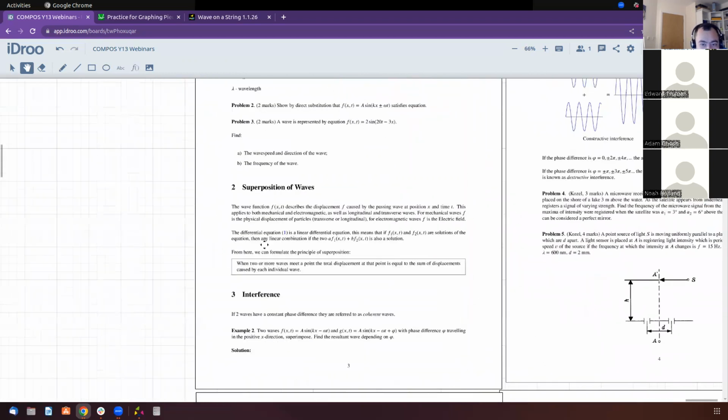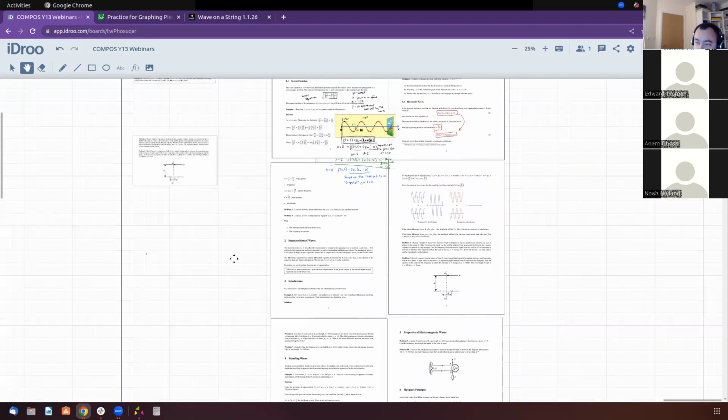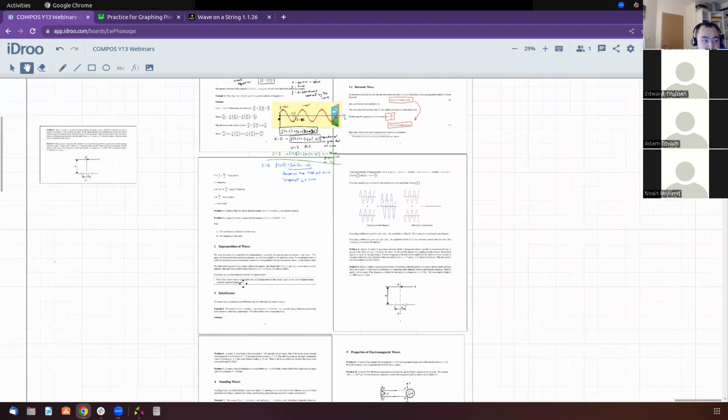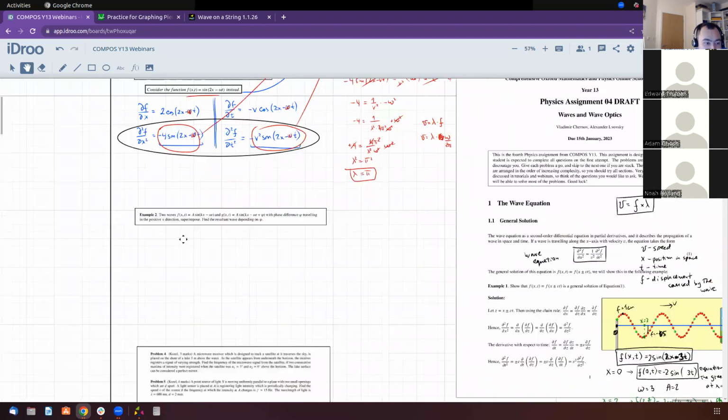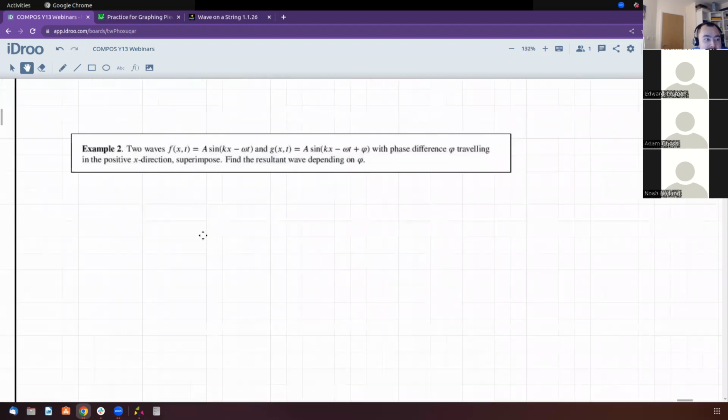Superposition of waves. This is something you've done in school, right? Superposition of waves. Basically that's adding two waves. So this is example 2. We have two waves, wave 1 and wave 2. They have a phase difference of phi.